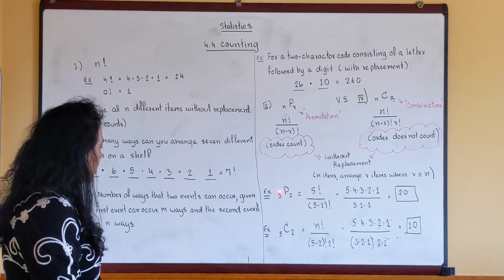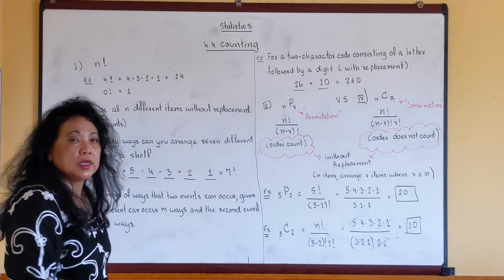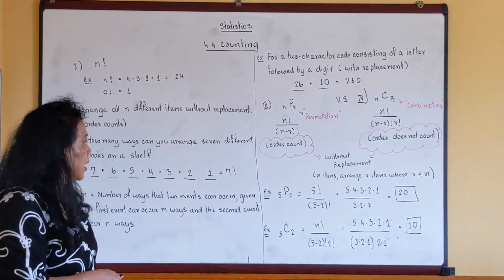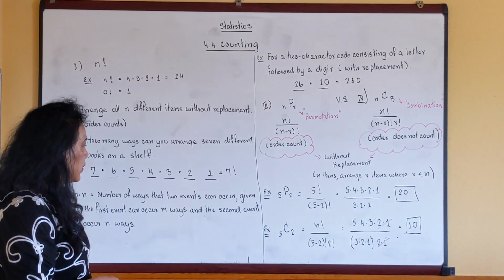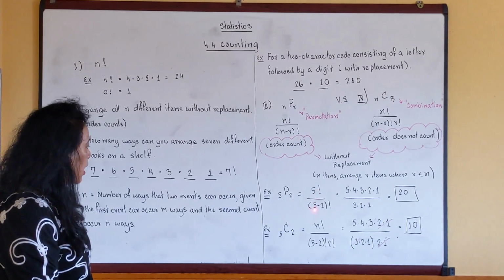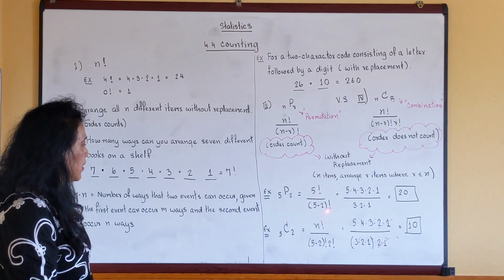I have P(5,2). This means you have 5 items, but you're only going to arrange 2 of them, and order matters, without replacement. So the formula is 5 factorial over (5 minus 2) factorial.